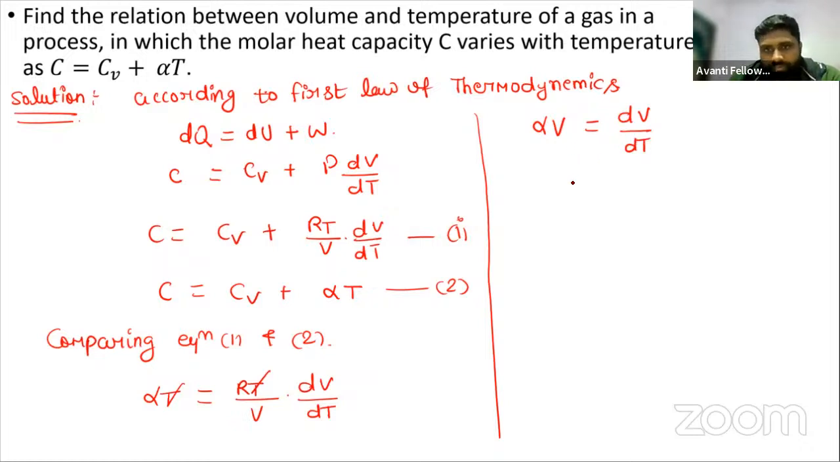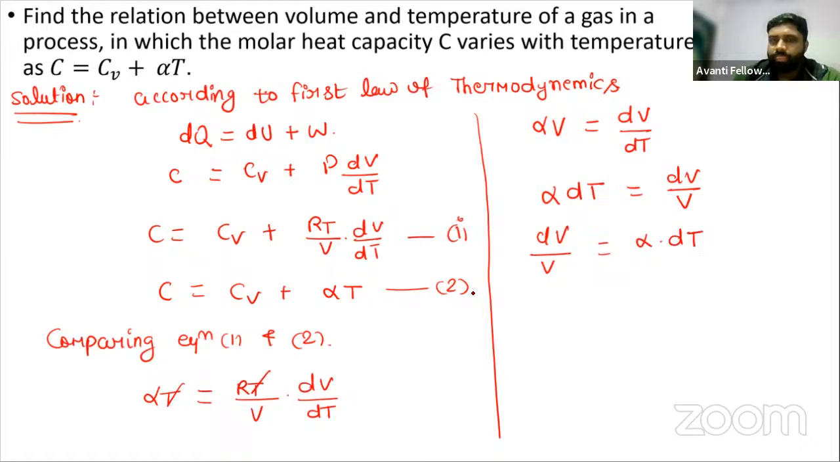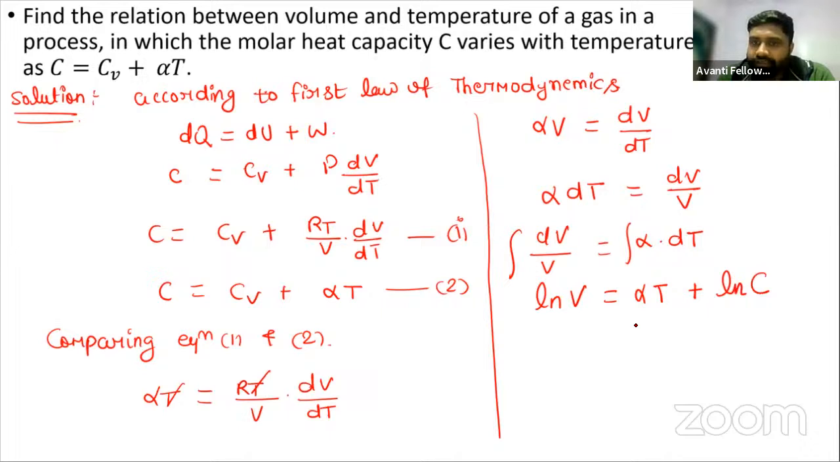So what we will do, we will take dt here, alpha dt here, and dv by v we will take on the denominator. So dv by V is equal to alpha dt. Now if you integrate this, what will you have? The integration of 1 upon V is ln V, and this is alpha T plus an arbitrary constant, which is c.